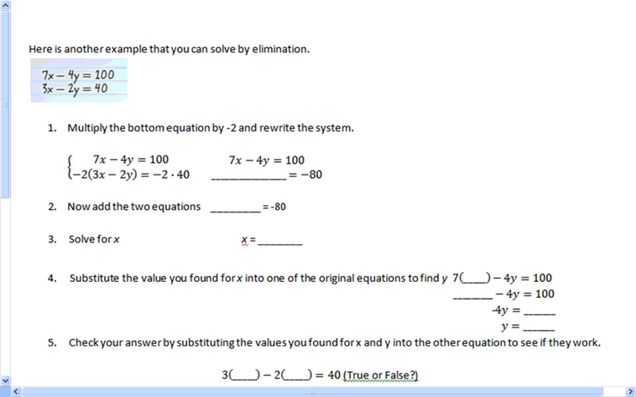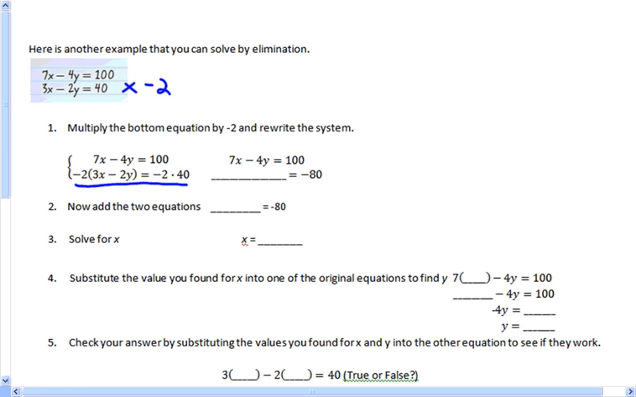What I'm thinking is, if I just multiply this number here by 2, then it's the same as the number right there. If I multiply by negative 2, then it's the opposite, and I like that the best because then you can add the two equations together. So we're going to multiply everything on the bottom by negative 2. So you can see we did that here.